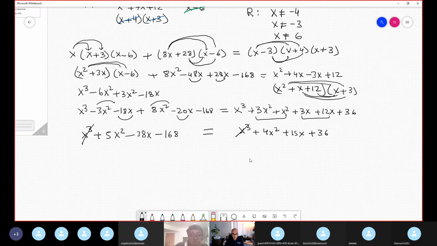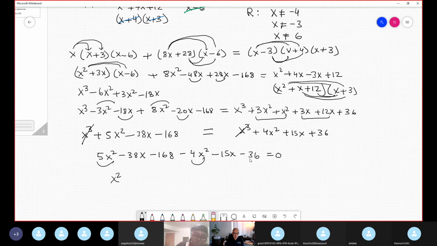So I move everything to the left, maybe. 5x squared minus 38x minus 168 minus 4x squared minus 15x minus 36 equal to 0. I move this guy to the left. And we combine later. This and this is 1x squared. I like that because that means it's a regular trinomial.